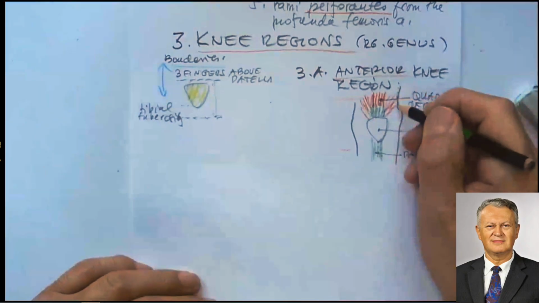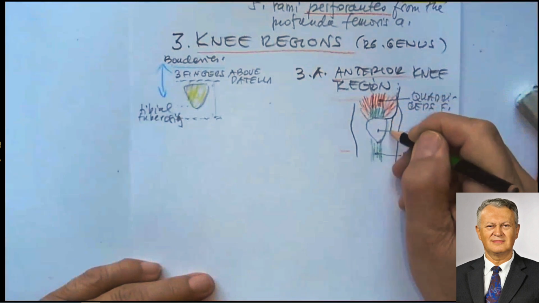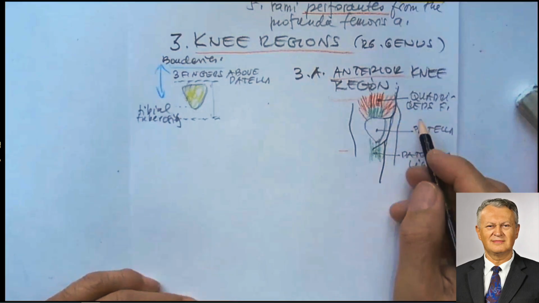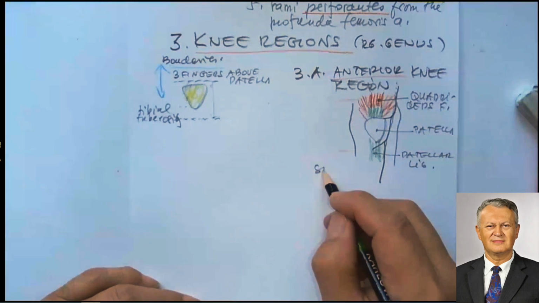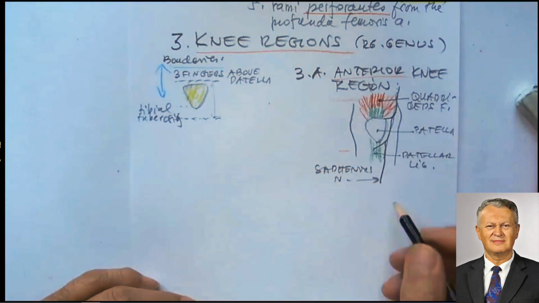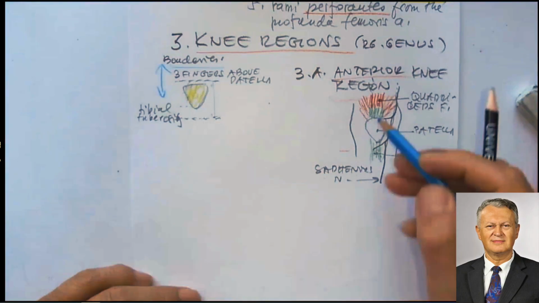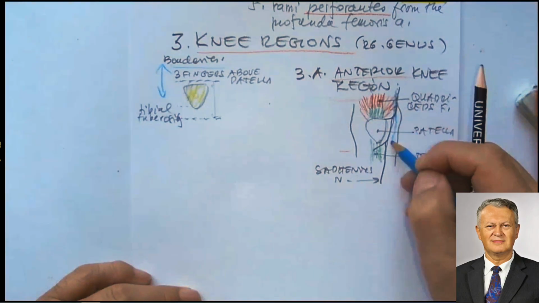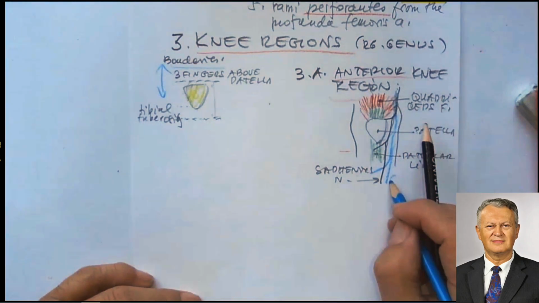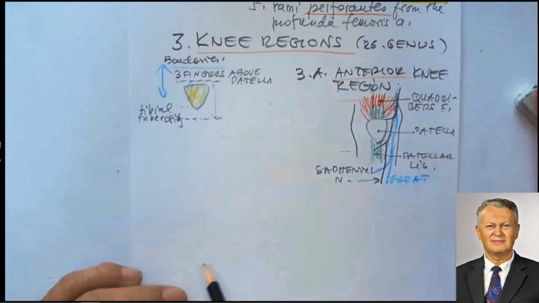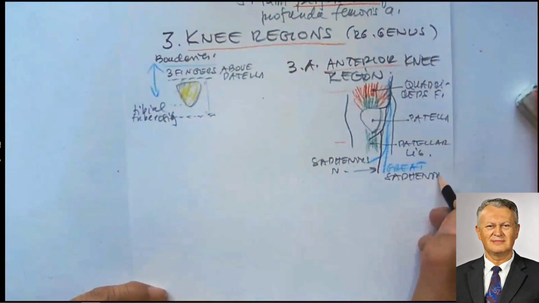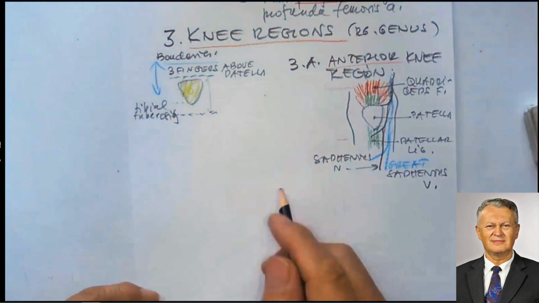And then we see the medially descending nerve, which sends many branches in this region. This is called the saphenous nerve. Good. And then also the medially descending vein with some tributaries. This is called the great saphenous vein. That's it. So anterior is easy.